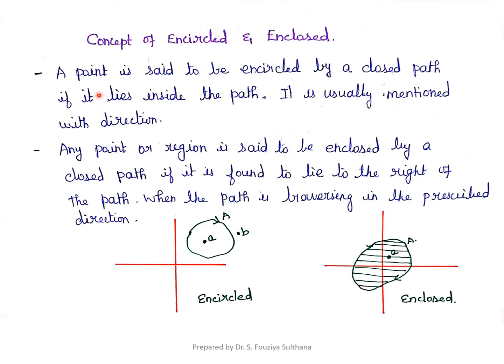A point is said to be encircled by a closed path if it lies inside the path. It is usually mentioned with direction. So in this diagram, the point A is encircled by the path and the point B is not encircled. Any point or region is said to be enclosed by a closed path if it is found to lie to the right of the path when the path is traversed in the prescribed direction. So the point A is now in the closed region, so we call it enclosed.